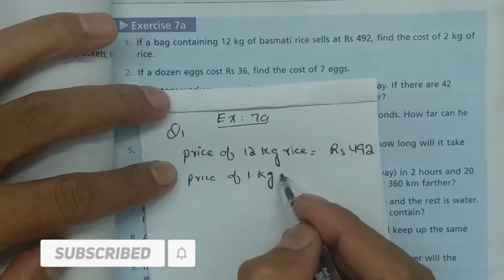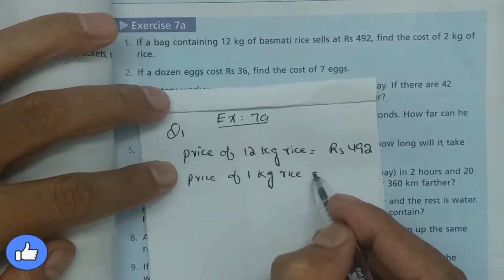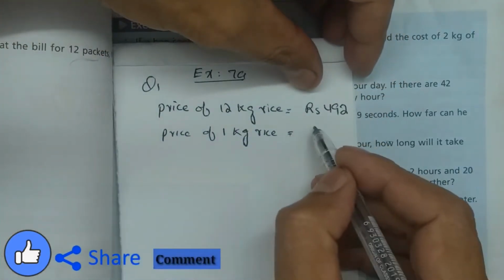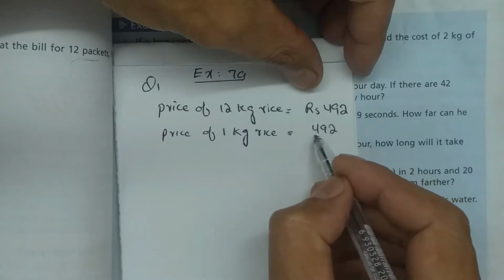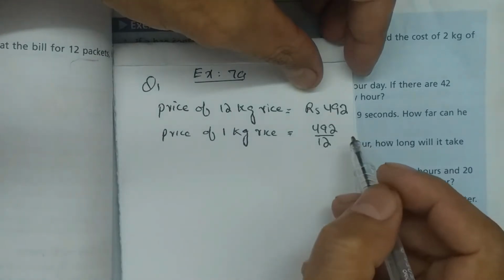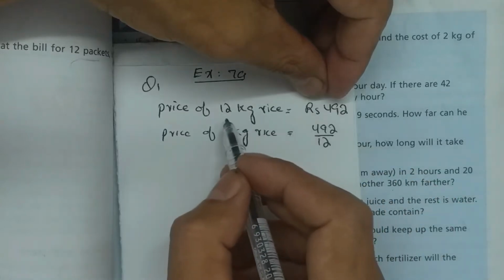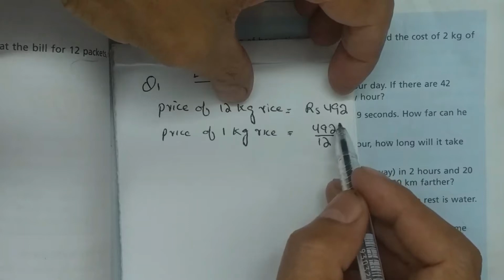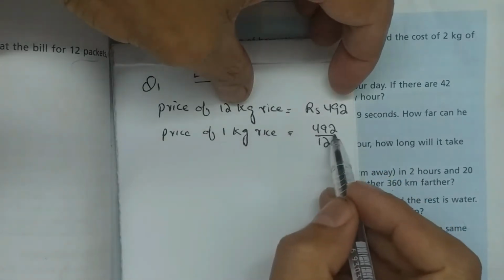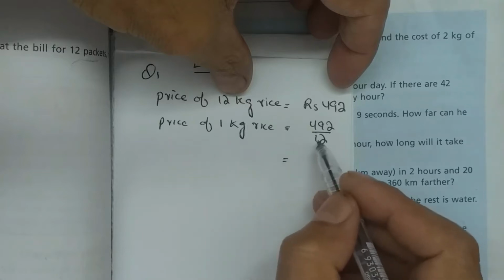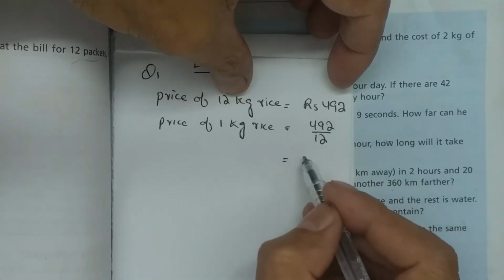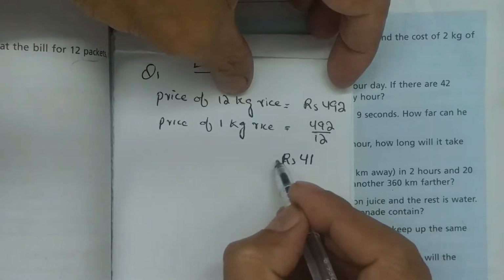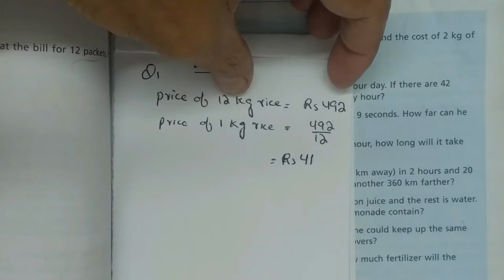How can we do this one? If the price of 12 kg is 492, the price of 1 kg will become 492 divided by 12. We will divide the total price by the number of kgs. So 12 3s are 36, 12 4s are 48, 12 1s are 12, 41. Rs 41 is the price of 1 kg.